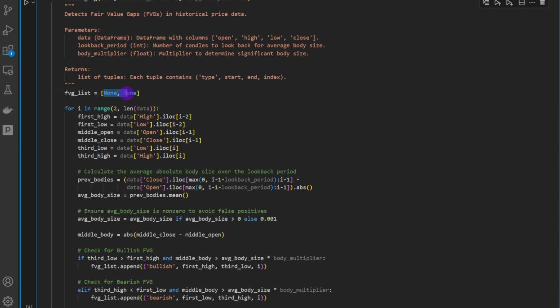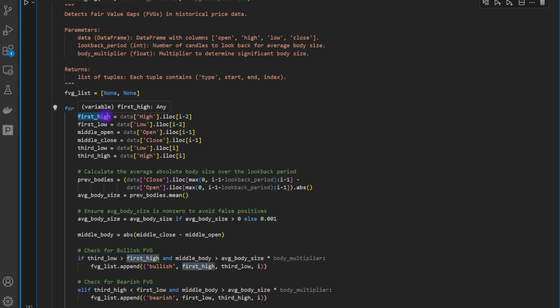But for the first two candles, we can't compute such a fair value gap indicator because we don't have any previous candles. Remember that you need at least three consecutive candles to compute whether you have a fair value gap happening. So this is why the first two values are None. Then we're going to check for the rest of the candles, or the rest of the rows in the data frame. So for i in range, starting at index 2, remember it's 0-based. So index 2 is the third candle in the data frame, up to the length of the data frame.